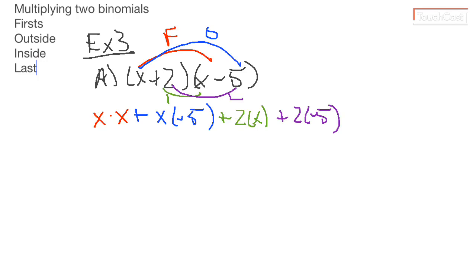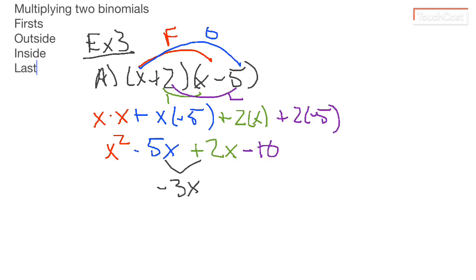Now we simplify everything. x times x is x squared. x times negative 5 makes a minus 5x. 2 times x makes a plus 2x. And then 2 times negative 5 makes minus 10. Well, we can combine those middle terms, negative 5x plus 2x. Negative 5x plus 2x makes minus 3x.